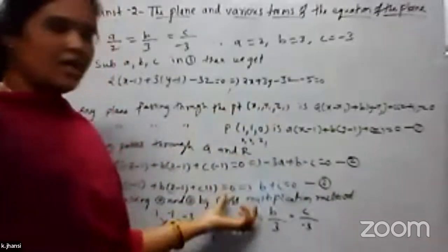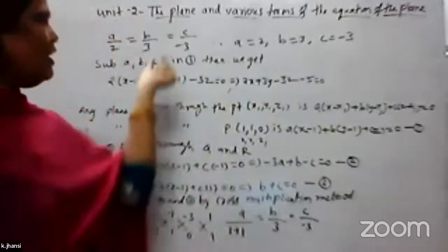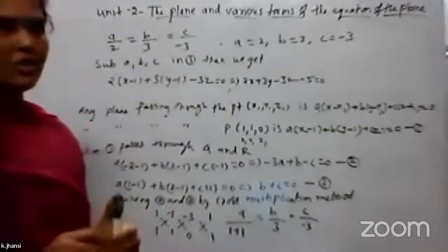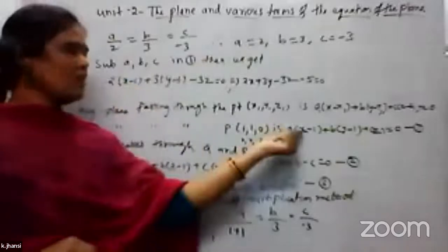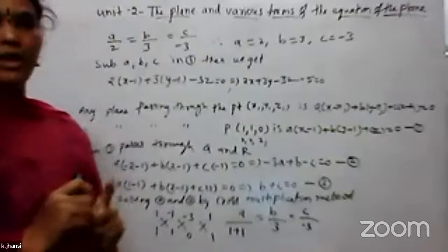So those direction ratios, whatever ABC are there, if you solve through the cross multiplication method, you will get the values. If you substitute those values in the first equation we got, then you will get the equation of the plane.